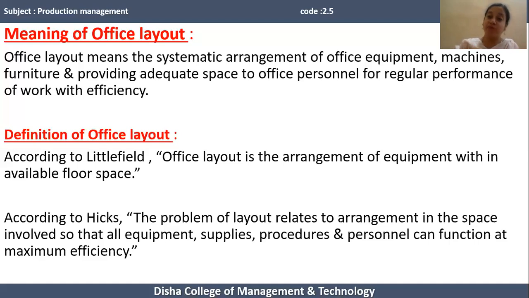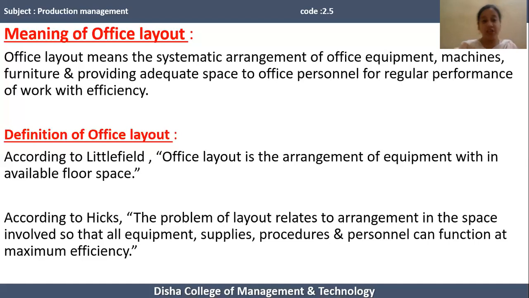so that the office personnel can complete their task and perform their work in the most effective way, and that leads to increased productivity of the worker or office personnel, and they can use other resources of the organization in the most effective way. So office layout means the systematic arrangement of everything which is required in an office, so that the office personnel can use all the things in the most effective way.